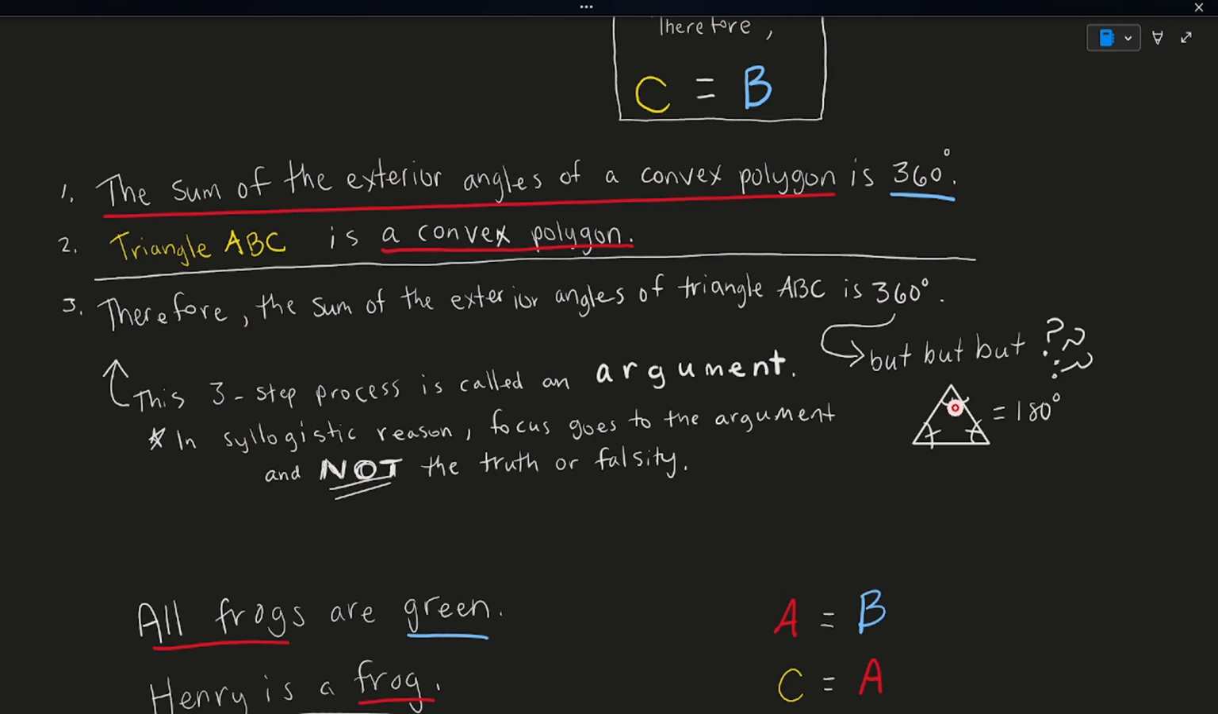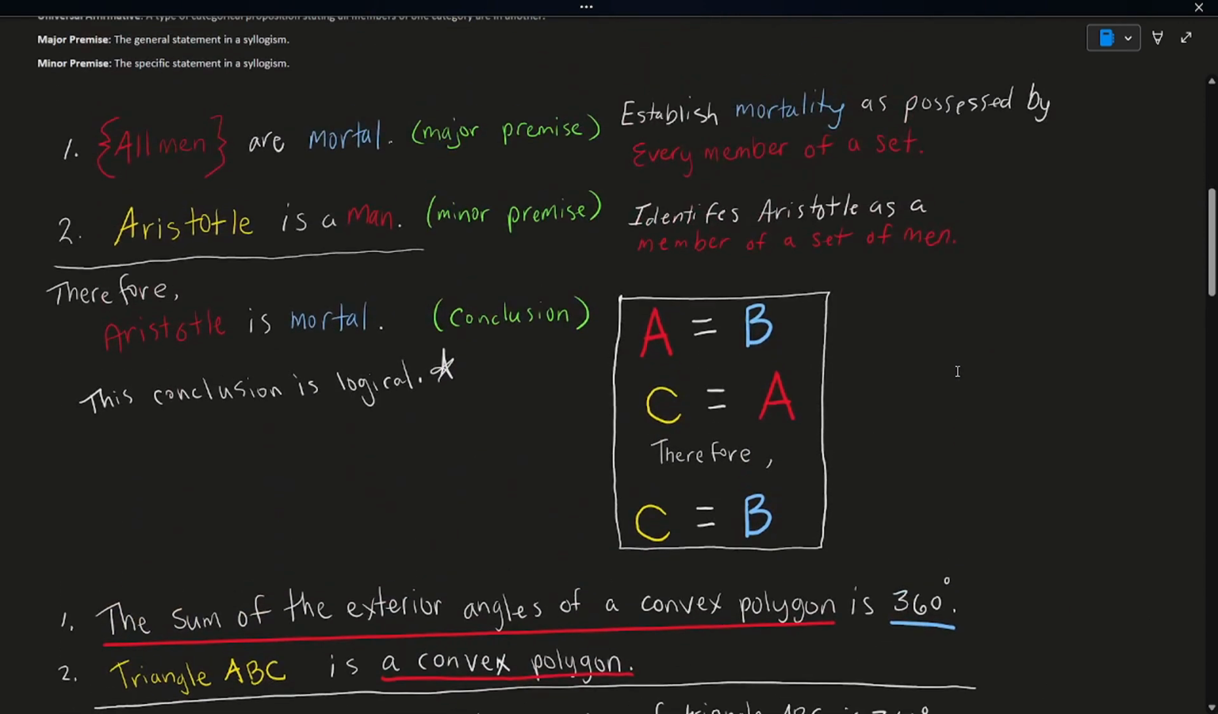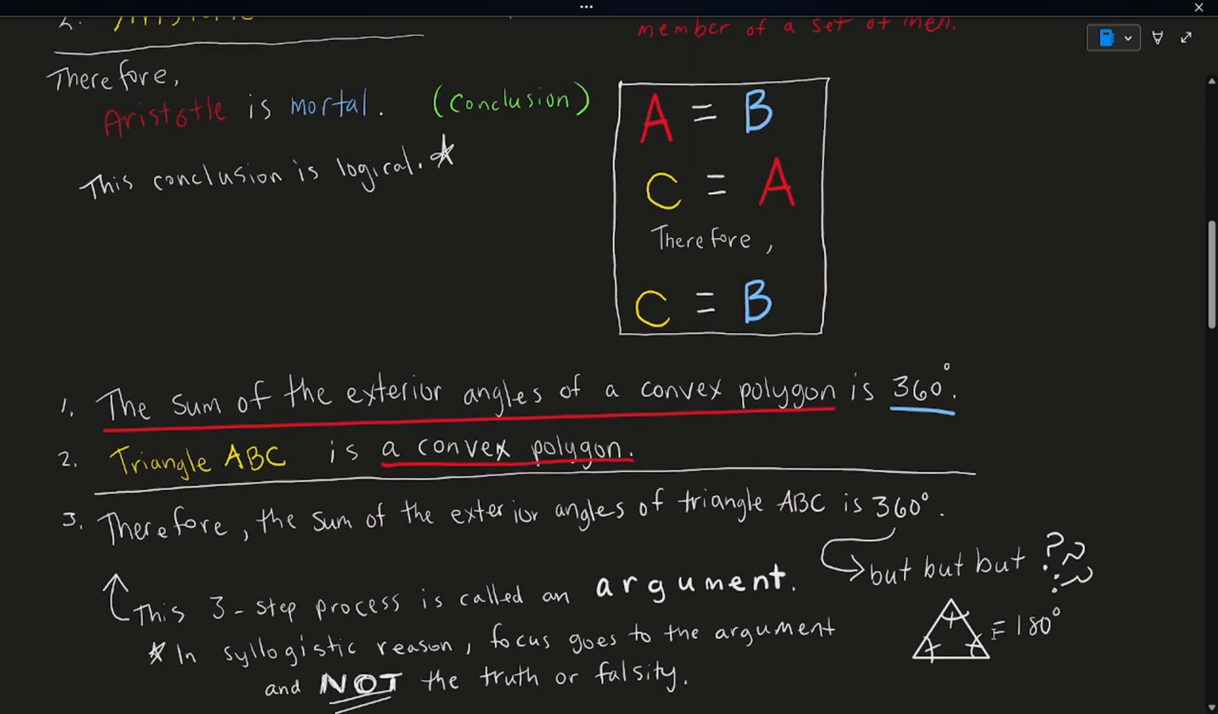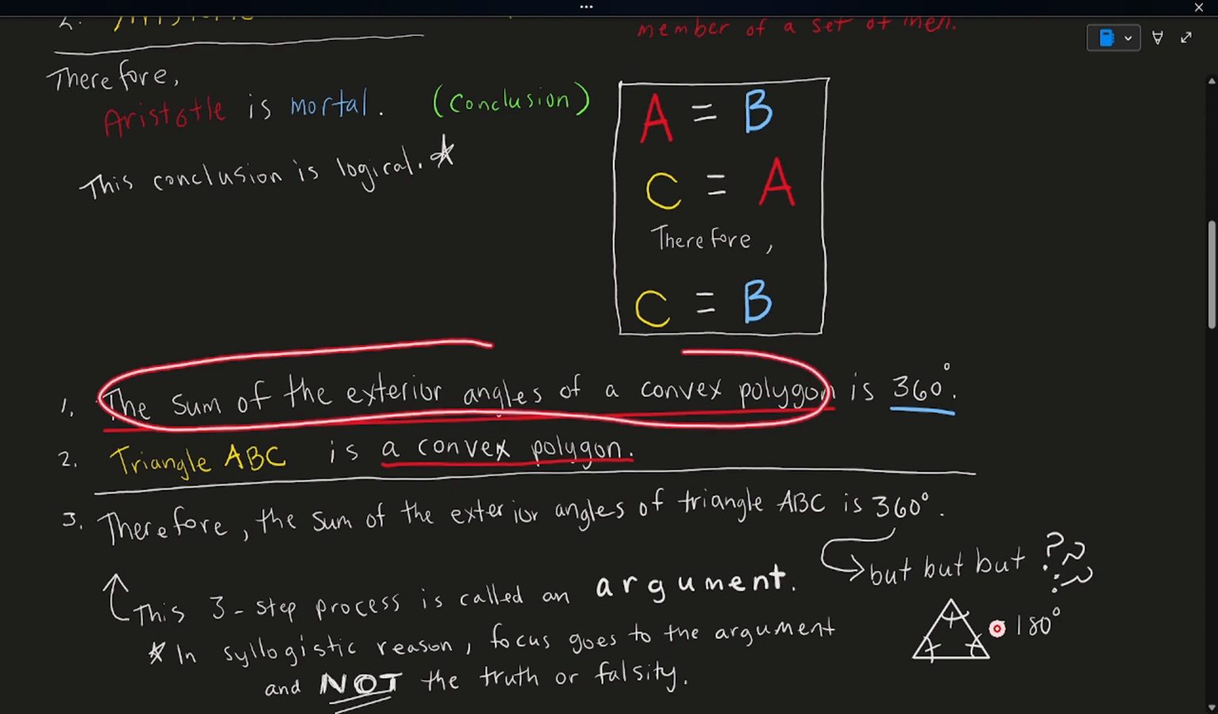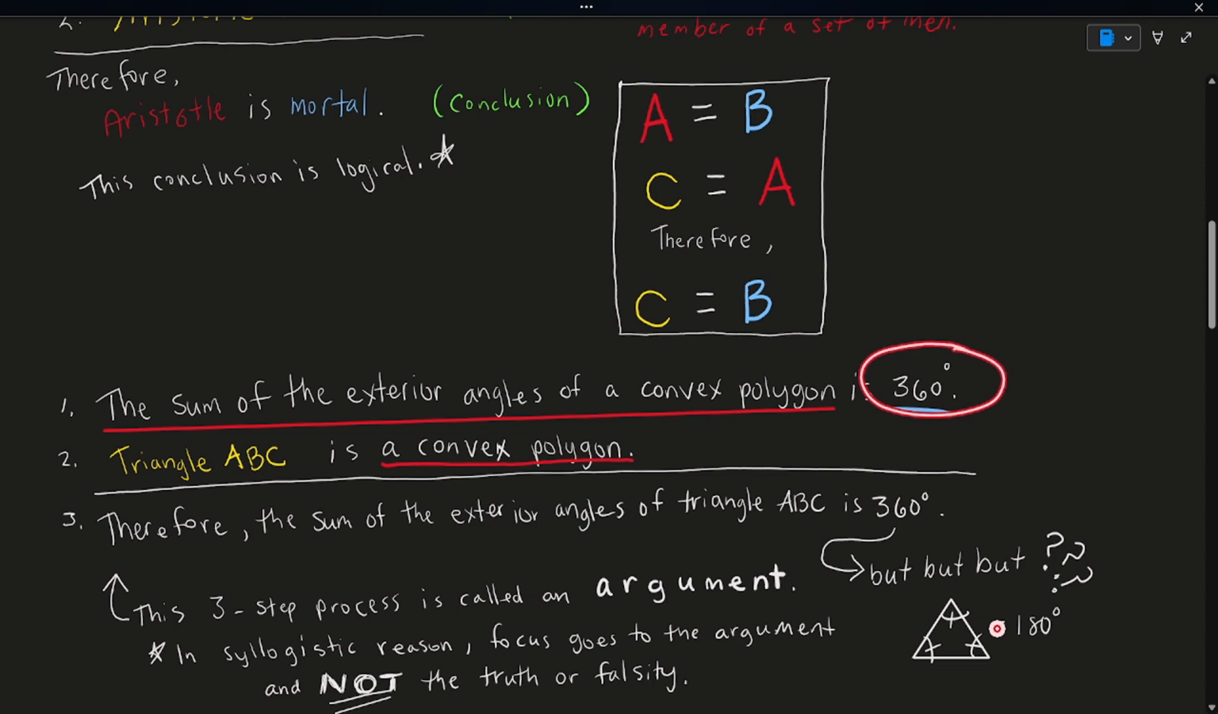We're asking if our A equals B, right? Did our major premise here, what was it? Let's go back up. Did it establish something? It did. Our set is going to be the sum of exterior angles of a convex polygon. That's the set, right? And that's going to be equal to 360 degrees.